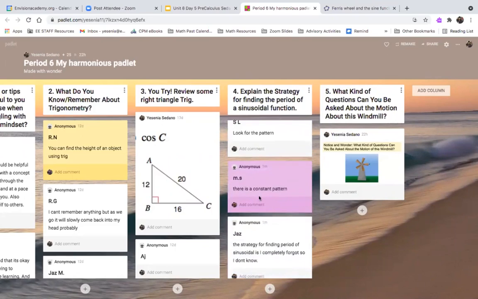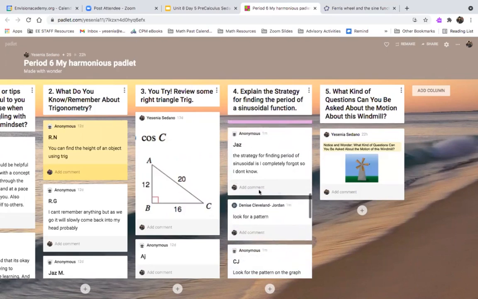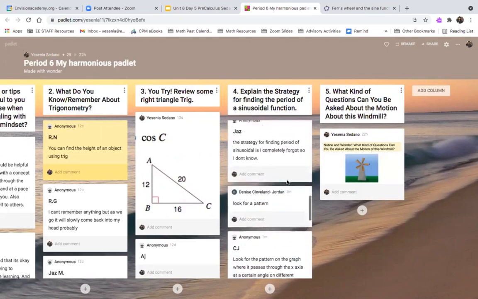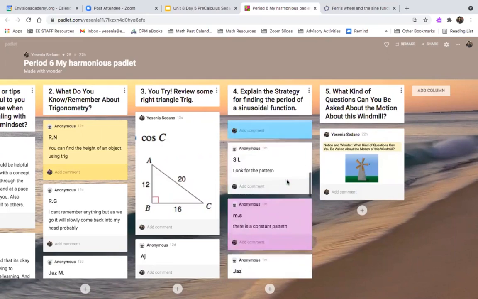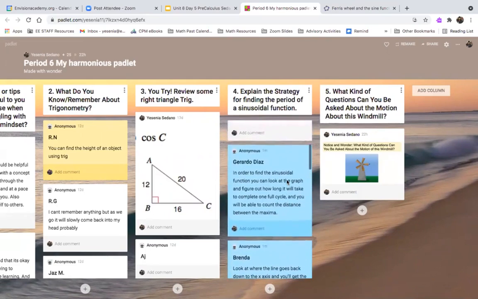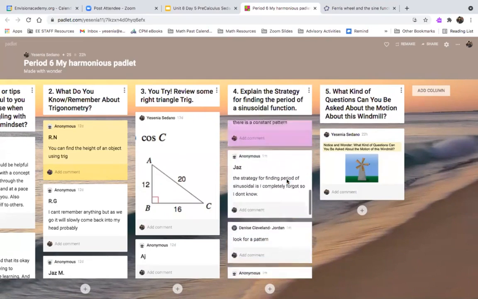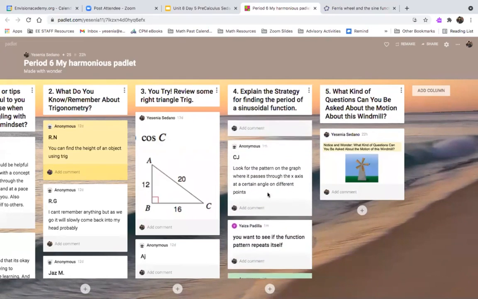Something that was mentioned consistently and a lot is basically looking for a pattern. So I see pattern mentioned a lot. Strategy perhaps completely forgot, that's okay. We're going to do more examples, or you could try to see if you can make sense of anyone's explanations here. Again, I see pattern coming up.